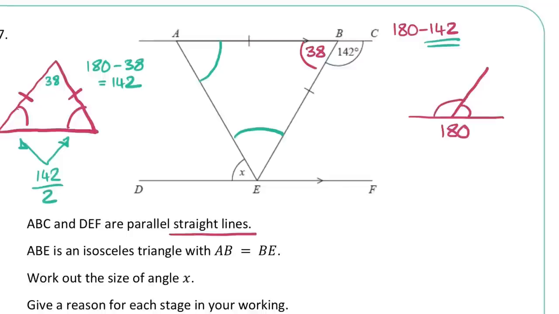If you're not sure what that is, you can do bus stop, but 140 divided by 2 is 70, and 2 divided by 2 is 1. So they are both 71 degrees. Let's label that on the diagram.